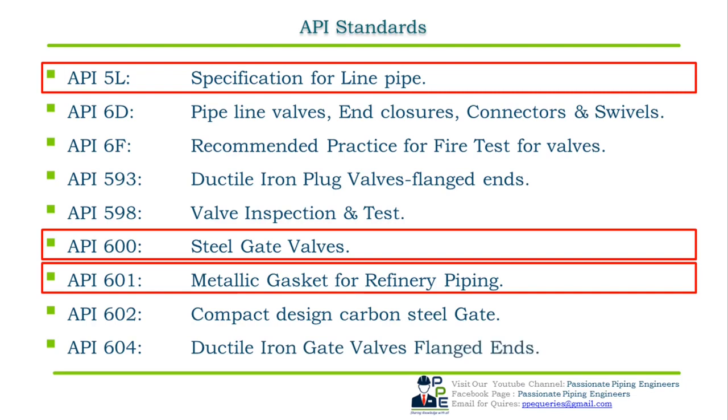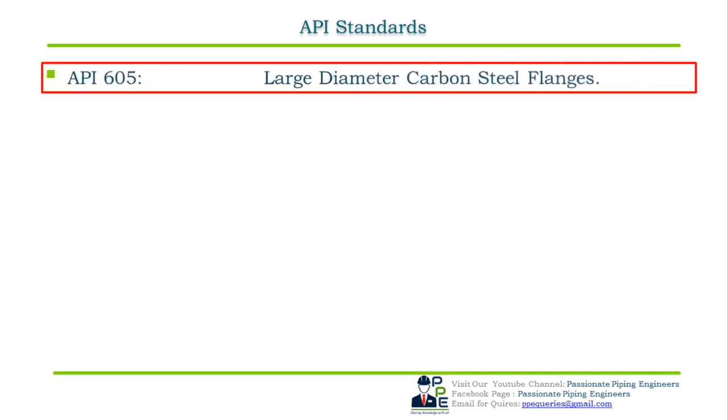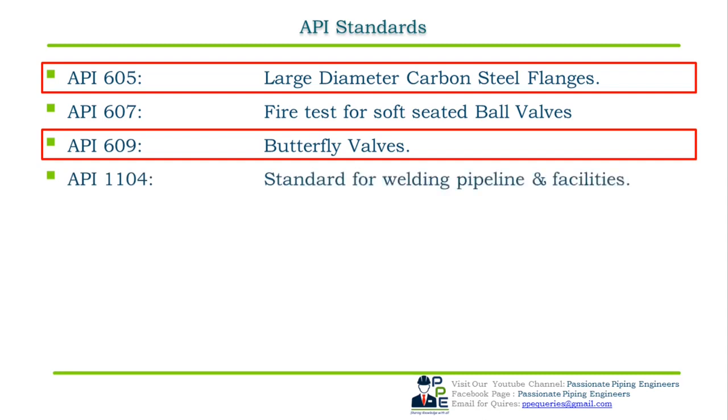API 604 for ductile iron gate valves flanged end. API 605 large diameter carbon steel flanges. API 607 fire test for soft seated ball valves. API 609 is for butterfly valves. API 1104 standard for welding pipeline and facilities.